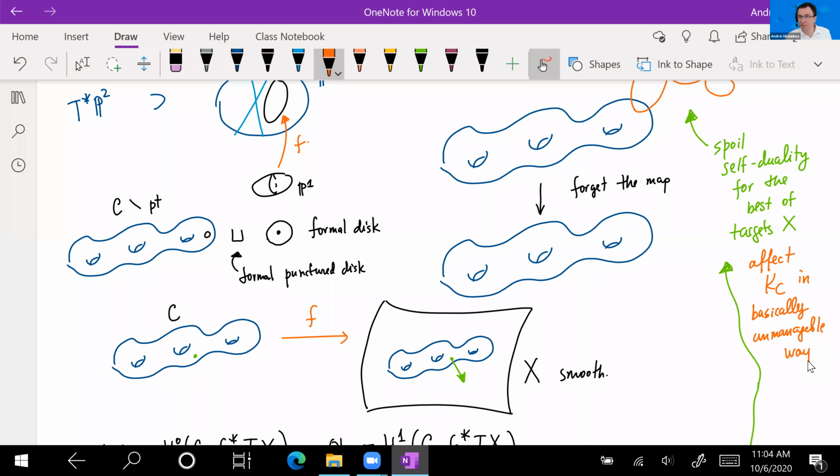Now, when I say something is unmanageable, this is not a mathematical statement. This is strictly my personal opinion. Not a math statement.